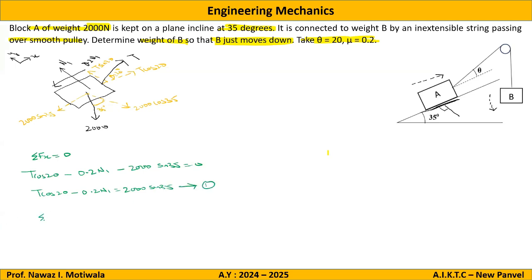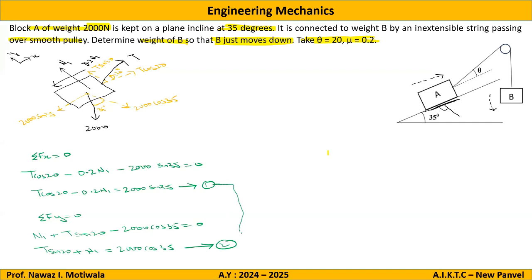Let this be equation number 1. And when I apply summation of Fy is equal to 0, I will get N1 plus T sin 20 minus 2000 cos 35 is equal to 0. Just rearranging the terms, I will get T sin 20 plus N1 is equal to 2000 cos 35. Let this be equation number 2.